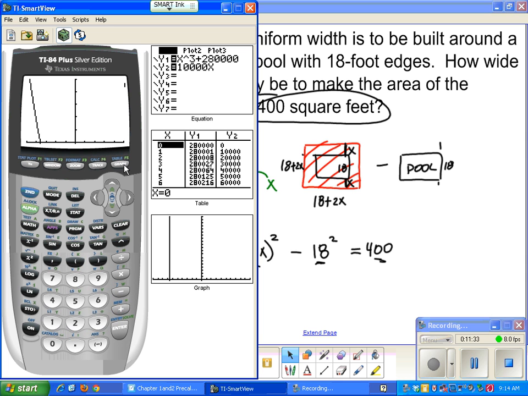And let's look at a graph there. And we do see an intersection, okay? So we see an intersection at a negative point here, which is not going to be useful to us.